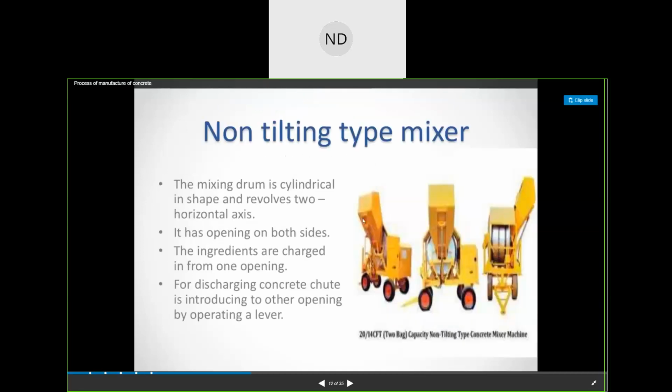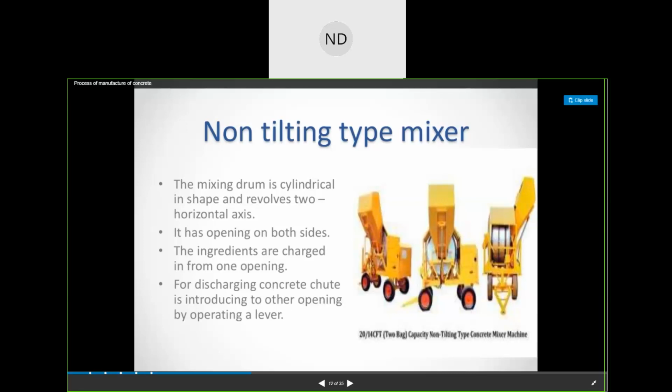Now non-tilting type: the mixing drum is cylindrical in shape and revolves about a horizontal axis. It has an opening on both sides. This side has an opening, this side also has an opening. The ingredients are charged in from one opening. For discharging, the concrete is released through the other opening by operating a lever. Since it is not a tilting one, to move the mixed concrete down we use other methods, like concrete chutes.